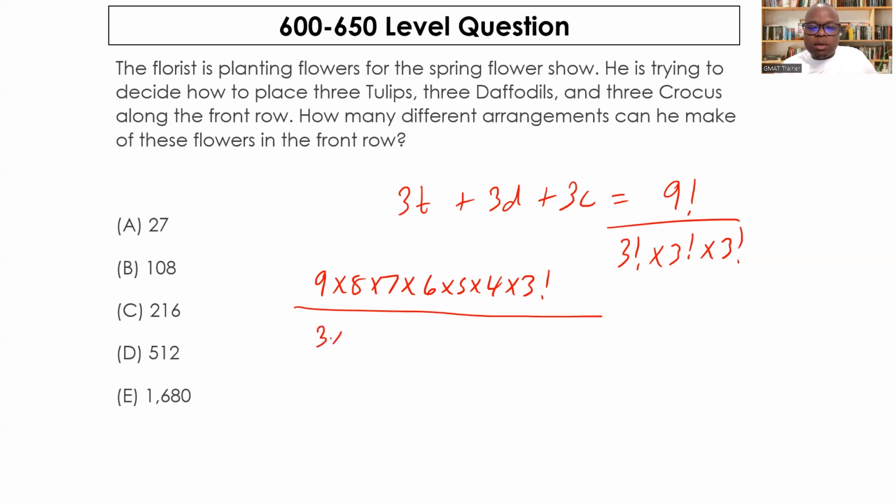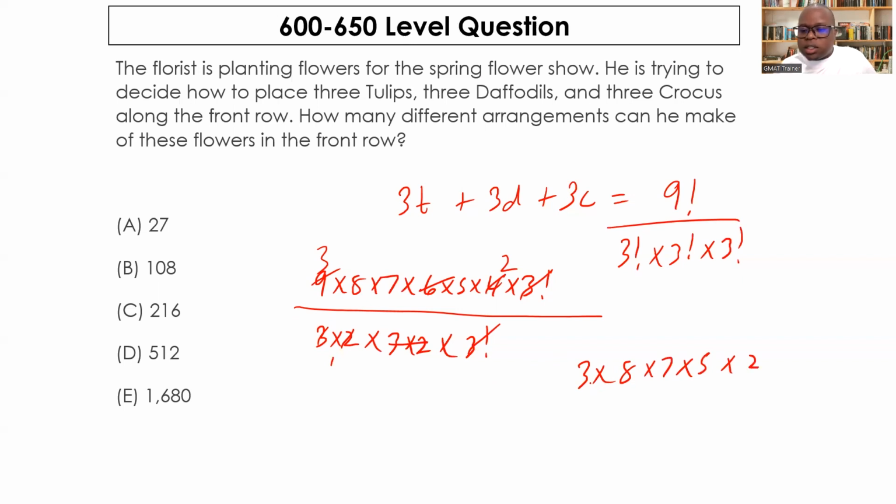So this will give you 3 times 2 times 3 times 2 times 3 factorial, which will cancel out. And this 6 will cancel out with 6. 2 will reduce 4 with 2. Then 3 can go into 9 3 times. So we are left with 3 times 8 times 7 times 5 times 2.